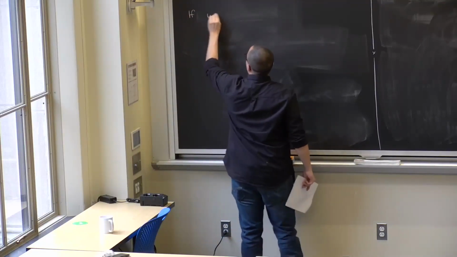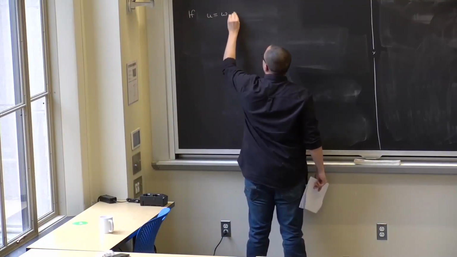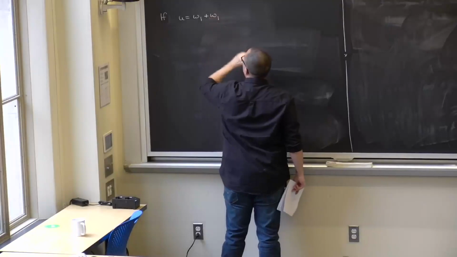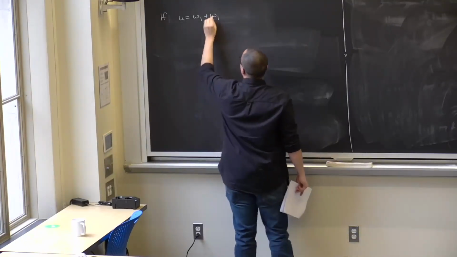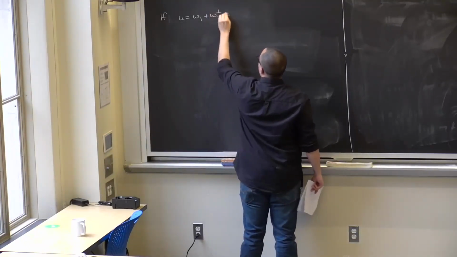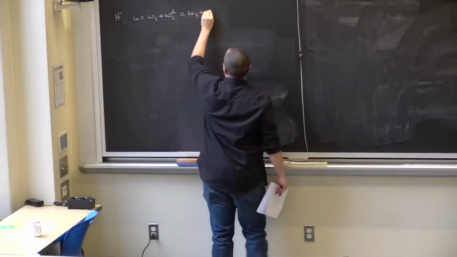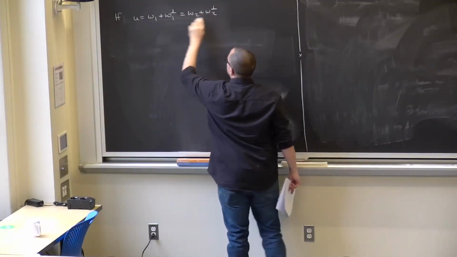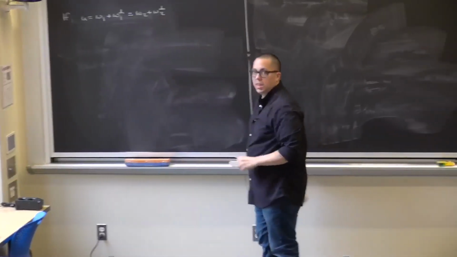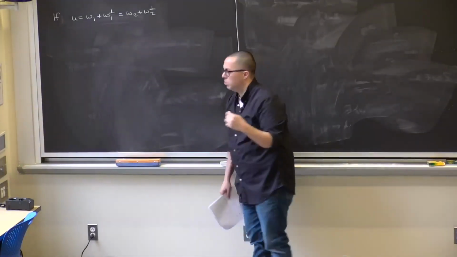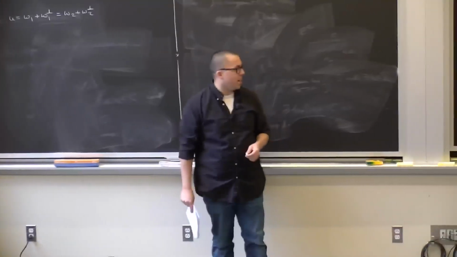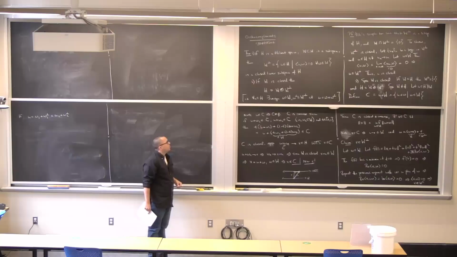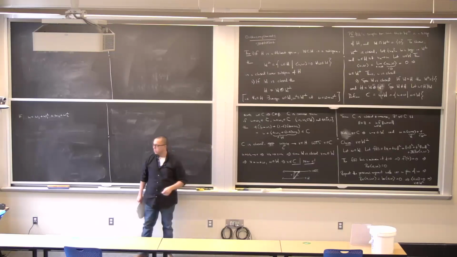If I have U equal to two different decompositions, W1 plus W1 perp equals W2 plus W2 perp, where each of these is in capital W, and each of these is in the orthogonal complement of capital W. That's the terminology I'm using: W perp I'll call the orthogonal complement.